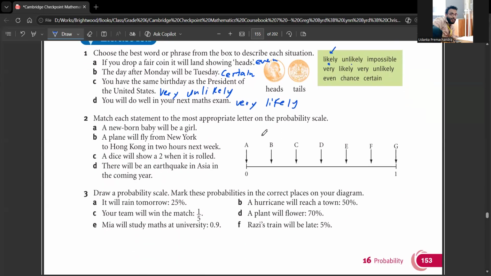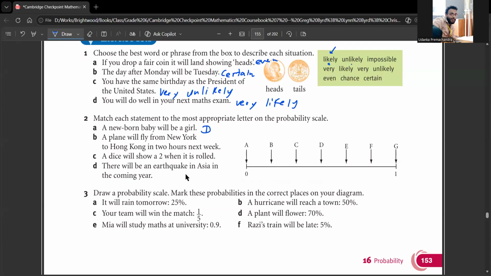Clear? Like that, you can take the names for them. You can follow like that. And what is the second one? Match the statement to the most appropriate letter from the probability scale. Here, 0 is the very low probability, 1 is the greater probability. Now look at it. A newborn baby will be a girl. It may be boy or girl, 50-50. So it's a middle value. Middle value can be taken as D.